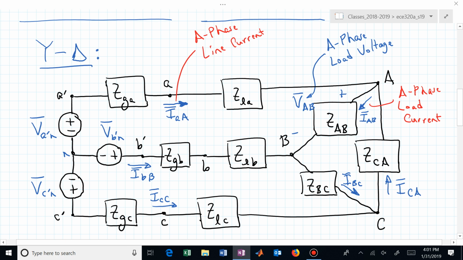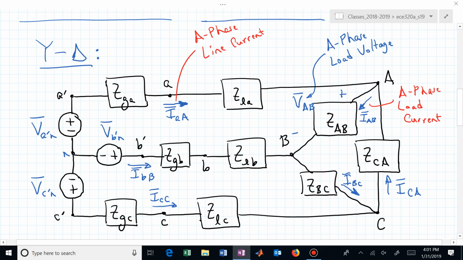Do you see how the terminology or the wording you have to pay attention to can get you all mixed up? What about the A phase load voltage? What is it in this Y delta configuration? What's the A phase load voltage? Pardon? It says right there. That's why this is really tough, isn't it? I'm just making sure you're awake. It's V sub AB. But that's not what it was in the previous.